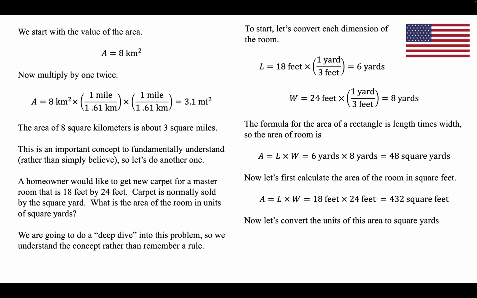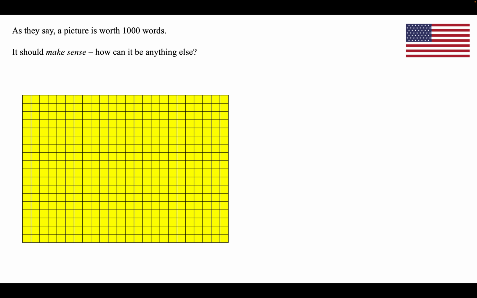Now let's convert the area of 432 square feet to square yards. And we multiply by 1 twice. The square feet cancel, and we get square yards. And not surprisingly, we get 48 square yards. But let's look at it. Let's see it. This should make sense.